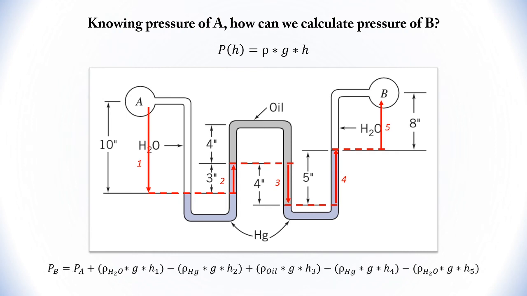This is what the completed equation will look like. Pressure of B equals pressure of A plus density of water times gravity times H1, minus density of mercury times gravity times H2, plus density of oil times gravity times H3, minus density of mercury times gravity times H4, minus density of water times gravity times H5. As you can see, we're simply moving down, then up, then down, then up and up again in order to calculate the pressure differences at the different boundary conditions.